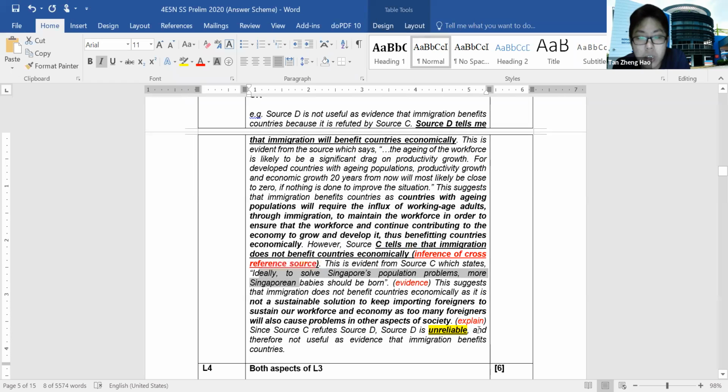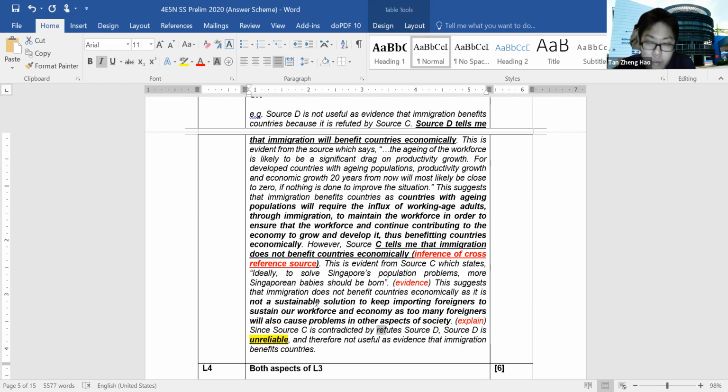Okay, so source C tells me immigration may not be beneficial to the country. That's why they say it's not the ideal solution, so it's not beneficial. Okay, so the last part, very important. Since source C is contradicted, or source C is refuted by source D, okay, let's type it down. It's contradicted.